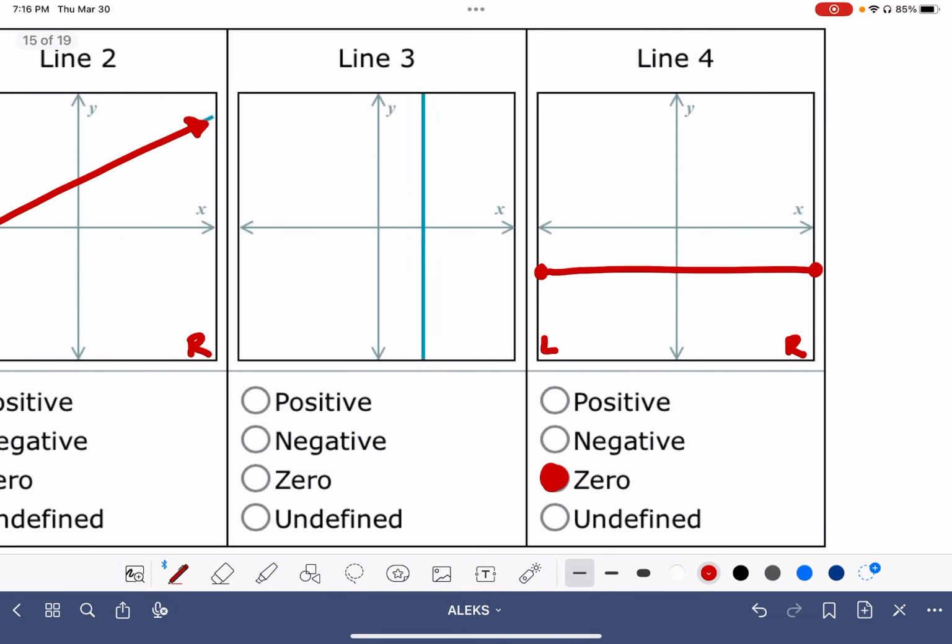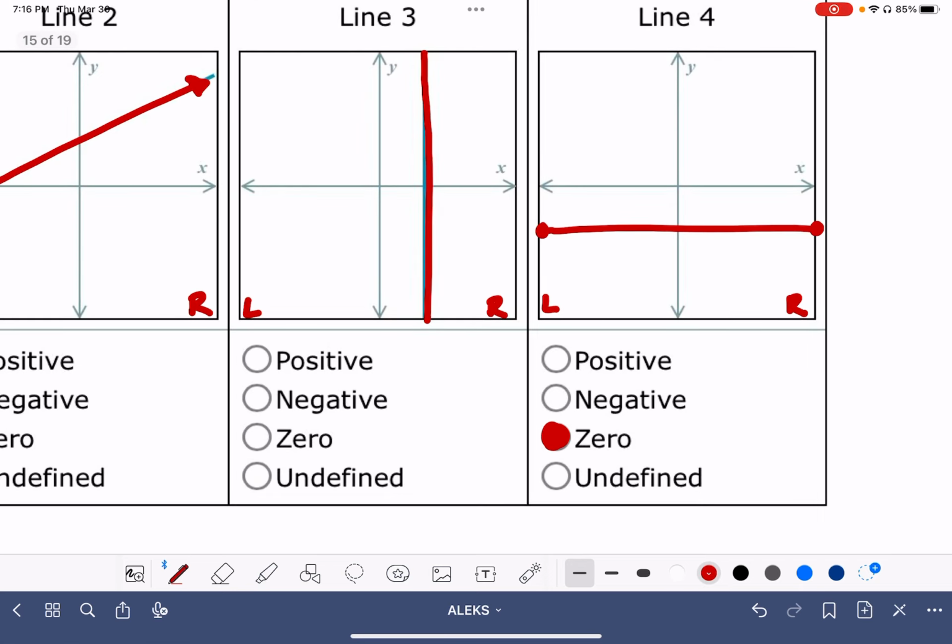Now for this line number 3, as we look from the left side of the graph to the right side of the graph, there is nothing going on with this line. This line does not move from the left side of the graph to the right. It is just straight up and down the middle. In this case, the line doesn't have a slope, and we say that it is undefined.